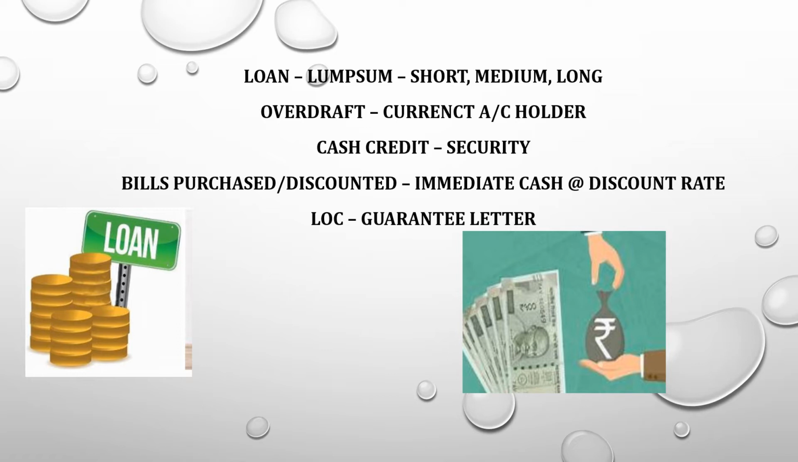Next, bills purchased. This is a facility which is given by the banker wherein he collects the bill and he provides immediate cash at a discount rate. Say for example, as a banker he has collected 10 lakhs worth bill from you and he is providing 9 lakhs immediate cash at a discount rate. So here he is providing you 9 lakhs cash. The 1 lakh which is remaining is a profit for him.